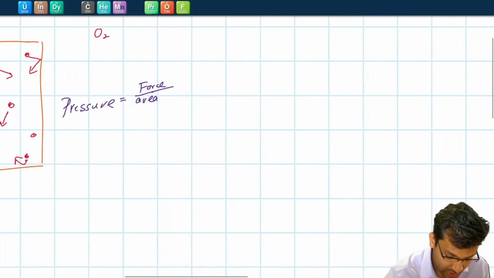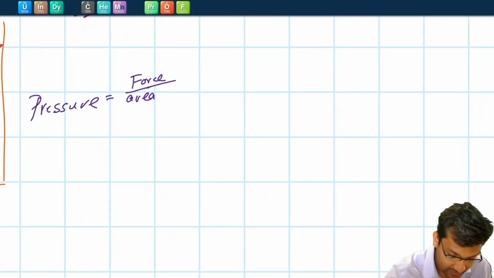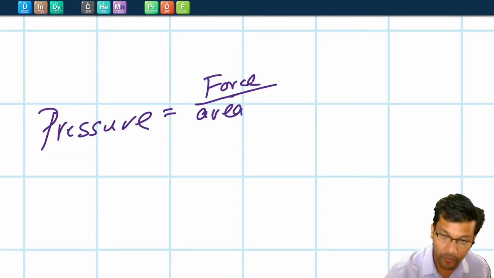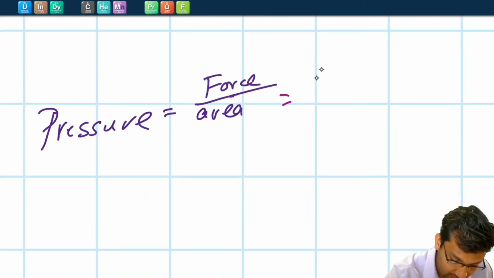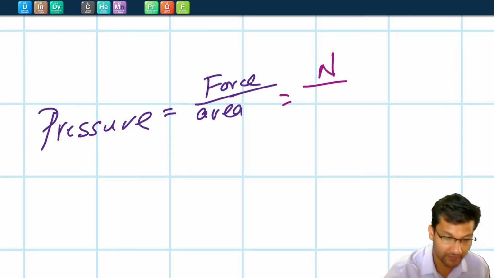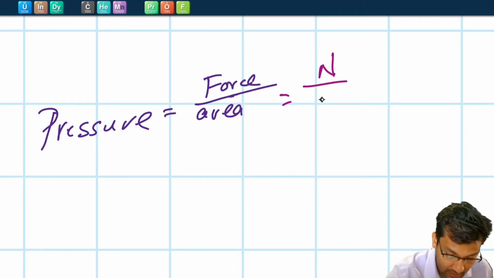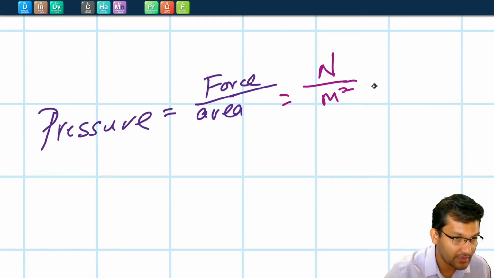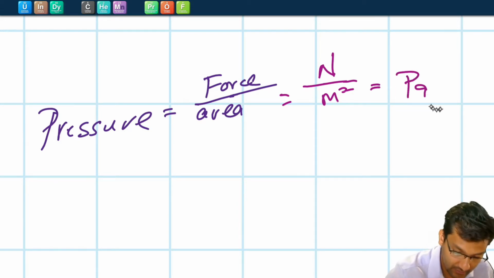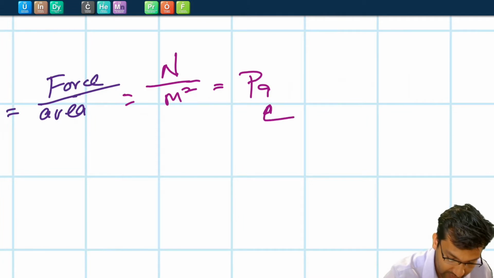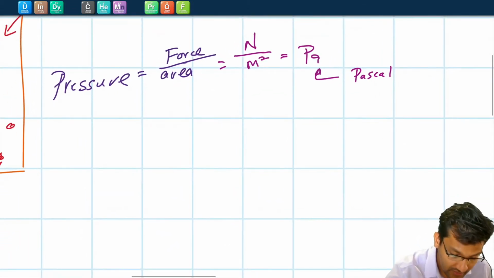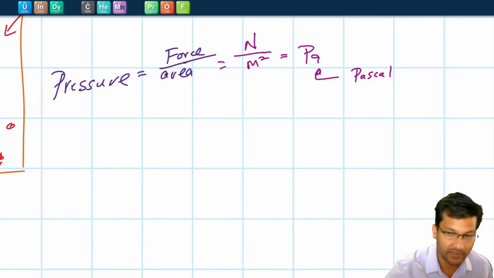Now, because pressure is force over area, the unit of pressure would be the unit for force, which is the newton, divided by the SI unit for area, which is the SI unit for length, meters squared. However, we would call this a Pascal to simplify it. Now, more common than the Pascal would be the atmosphere.